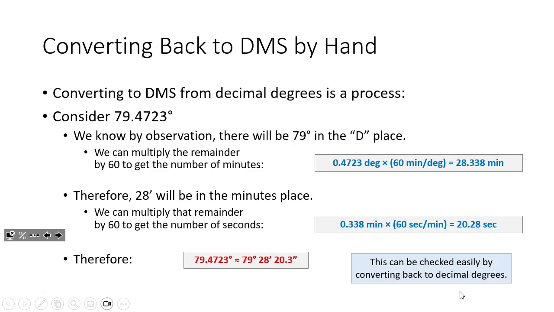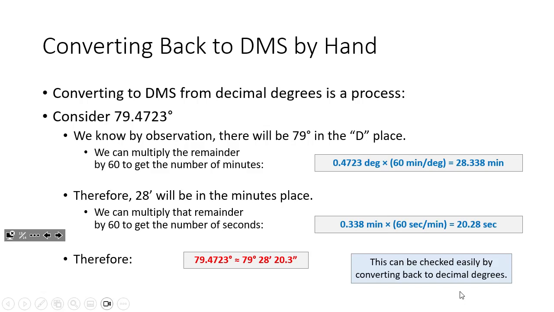Well, I know it's going to be 79 degrees, right? I know that integer portion, 79, is going to be 79 degrees. What I can do is take this decimal portion and multiply it by 60, and I get 28 and some change. So I know it's 28 minutes. And if I take that change and multiply it by 60, I get 20.3 seconds. So this angle is going to be 79 degrees, 28 minutes, and about 20.3 seconds. Everybody know how to do that by hand, right?